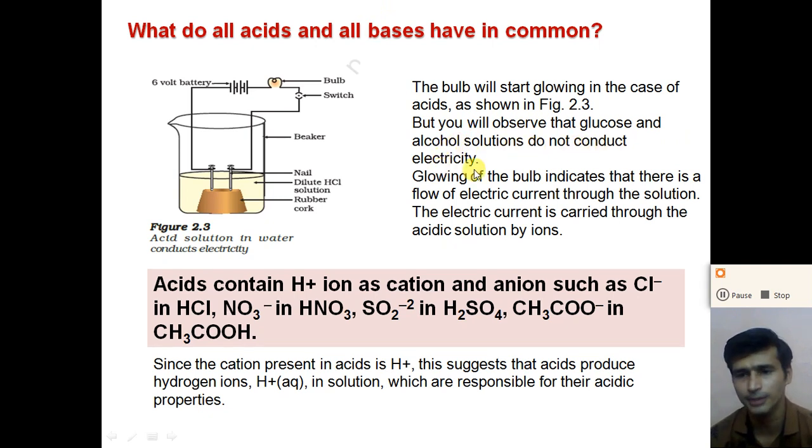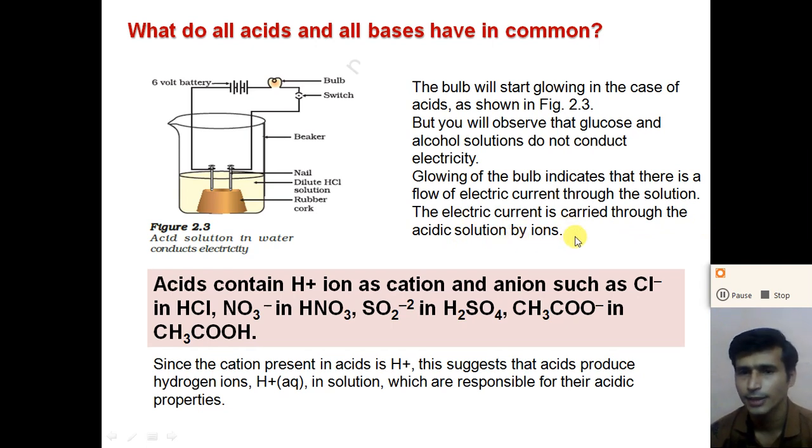So that means we can say that the acidic solution conducts electricity, while the glucose and the alcohol do not conduct electricity. The glowing of the bulb indicates that there is a flow of electric current through the solution. The electric current is carried through the acidic solution by the ions.